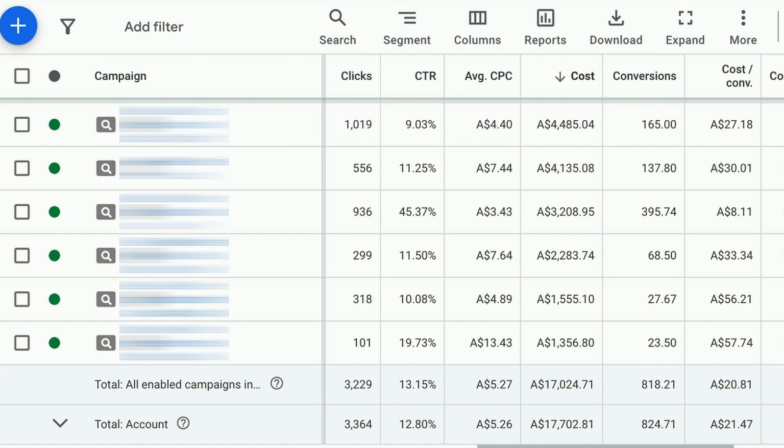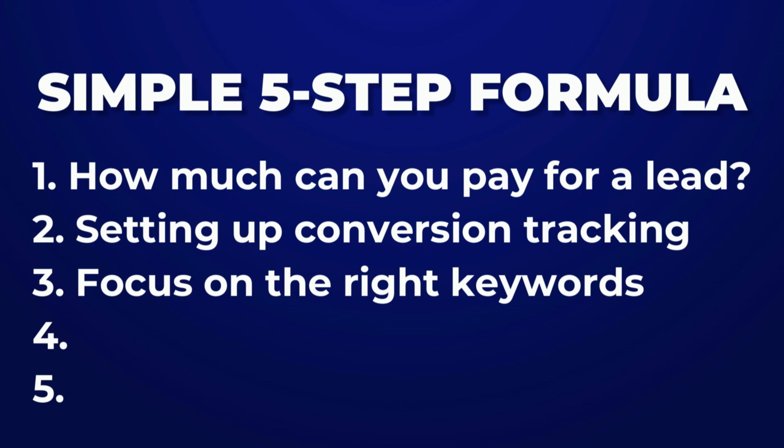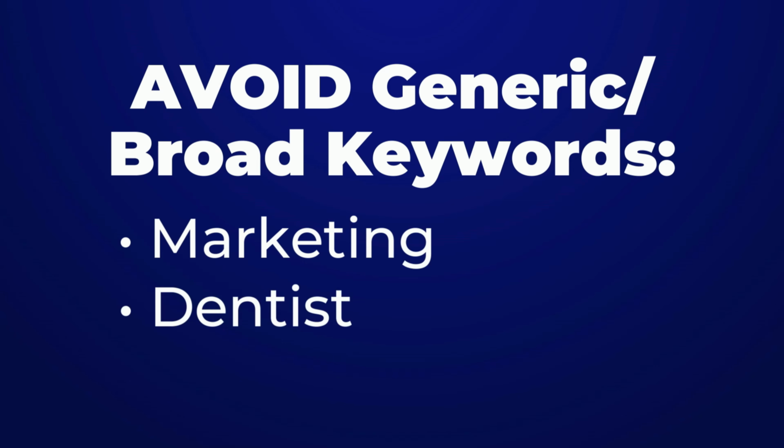So by setting up the tracking first, you'll make smarter, more profitable decisions from day one. Step 3 is to focus on the right keywords. One of the biggest mistakes people make is that they start their campaigns with really broad and general keywords like marketing or dentist or fitness. And you know what happens? They burn their budget really fast, getting loads of clicks from people who aren't even remotely close to buying.